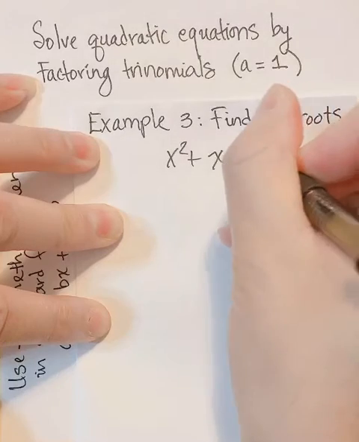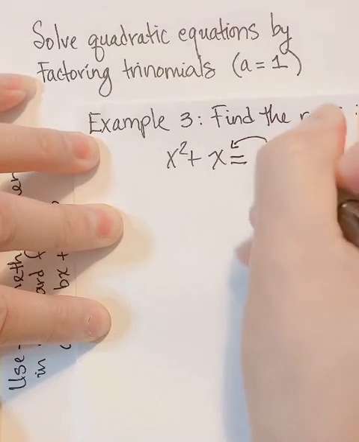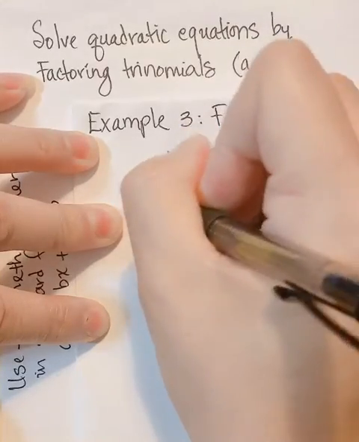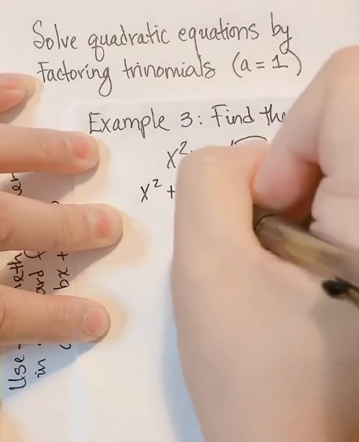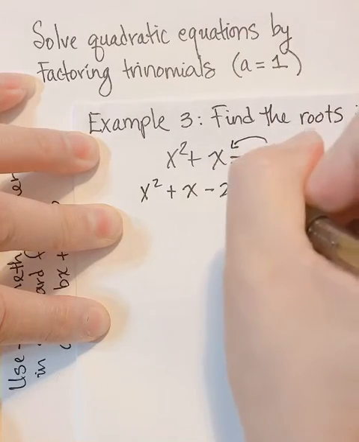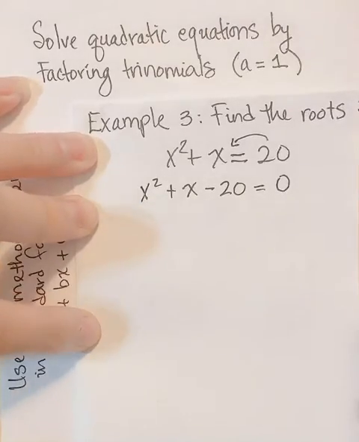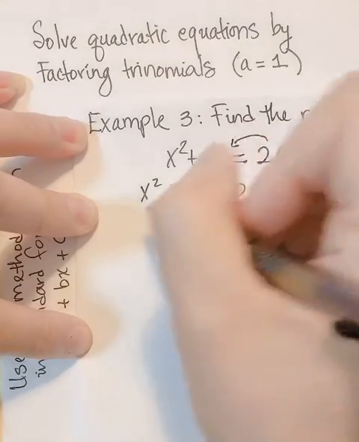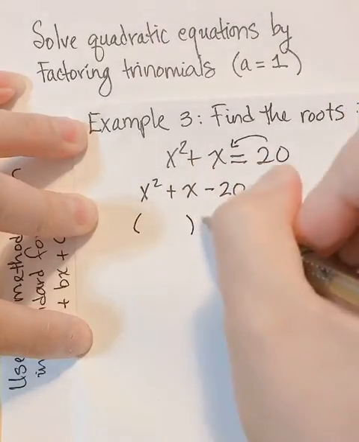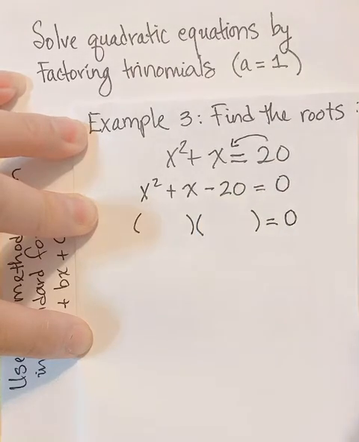Remember, when you move something to the opposite side, it's going to be the opposite operation, right? So it's going to be x squared plus x, that stays over there, and then the 20 becomes negative 20 or minus 20, and all of that equal to 0. Now my equation is in standard form. Now I can factor this. Remember, when you factor a trinomial, you get two factors of binomials, okay? And that's equal to 0.